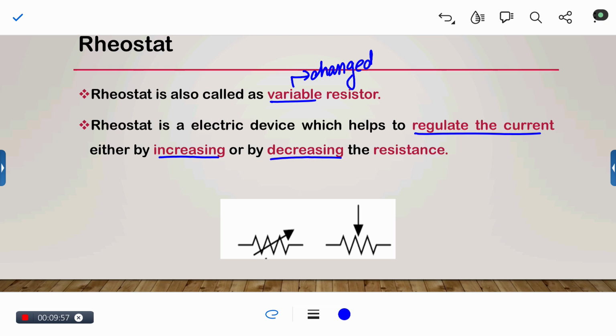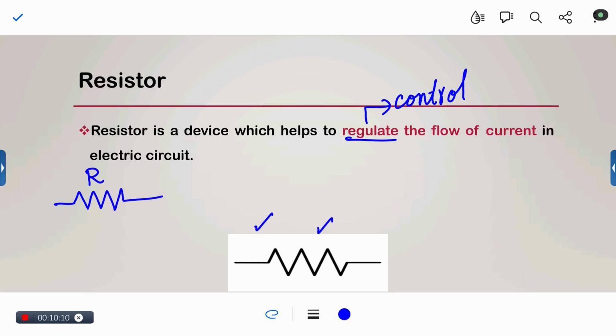Either by increasing or decreasing the resistance. How is it going to regulate? Either by increasing or decreasing the resistance. That means this one value can be changed, whereas the resistor is the right one. This one value is fixed.